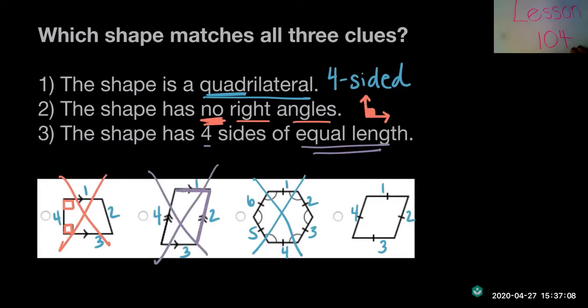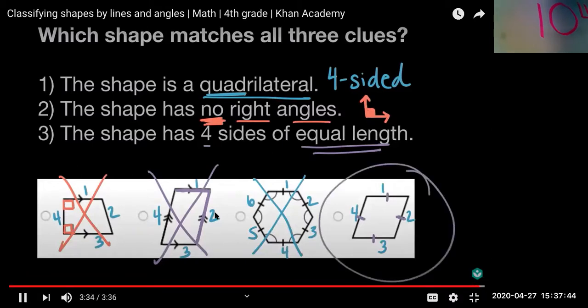But let's be sure this last one works. Here, the sides all look like they're the same length, but the way we can know for sure that they are is these tick marks. Anytime you have these marks, it's saying that any side that has the same amount of marks is the same length. All 4 of these sides have exactly 1 tick mark, so they are all equal in length. So shape 4 matches all 3 clues. It is a quadrilateral. There are no right angles, and it has 4 sides of equal length. So shape 4 is our answer.